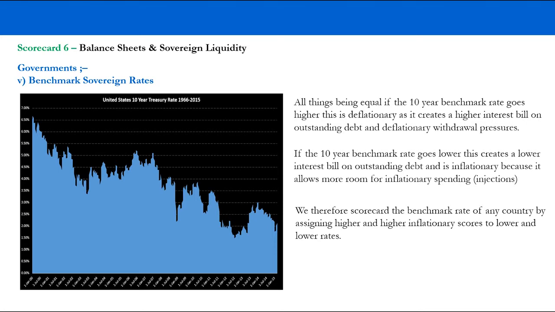All things being equal, if the 10-year benchmark rate goes higher, this is deflationary, as it creates a higher interest bill on the outstanding debt, and deflationary withdrawal pressures. So the interest bill that the government is paying goes higher and withdrawals increase. So this is deflationary. If the 10-year benchmark rate goes lower, this creates a lower interest bill on outstanding debt and is inflationary because it allows more room for inflationary spending, so injections. We're going to therefore scorecard the benchmark rate of any country by assigning higher and higher inflationary scores to lower and lower rates.